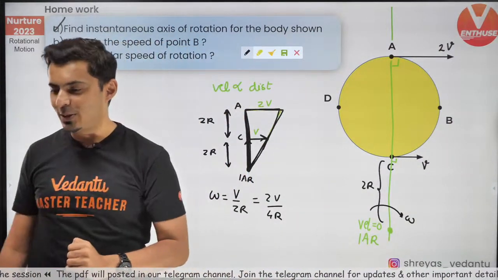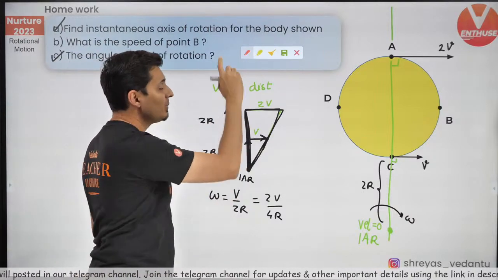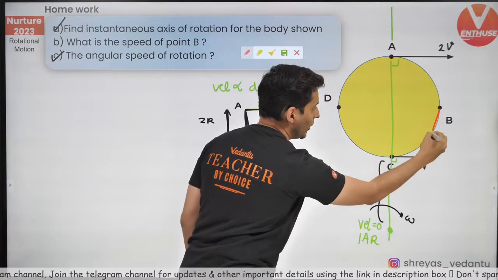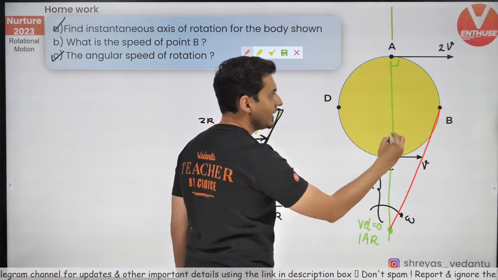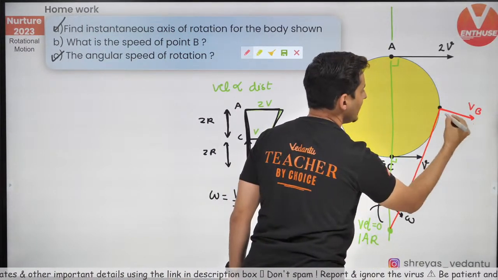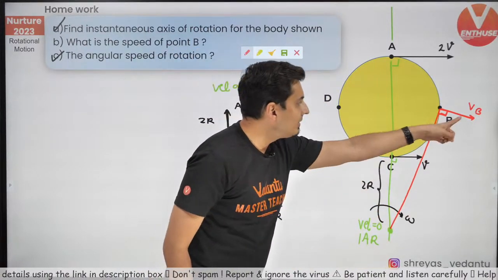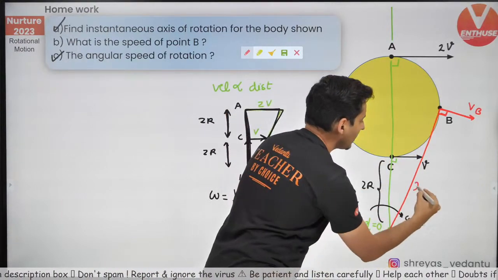What is the speed of this point B? So how do you find the speed of any point? Start by joining a line from that point to the axis of pure rotation. The velocity is always perpendicular to the distance. So this is VB and this is perpendicular. In order to find VB, I think I will require this line length RB.